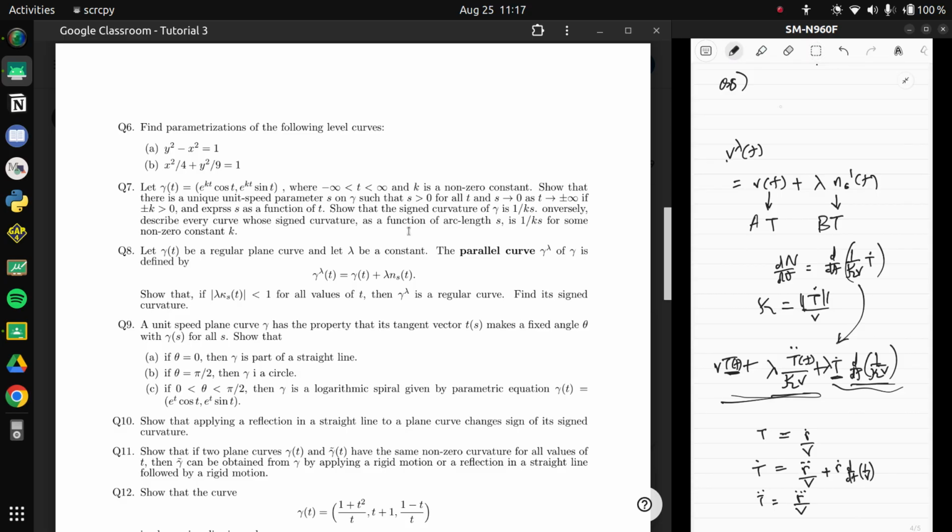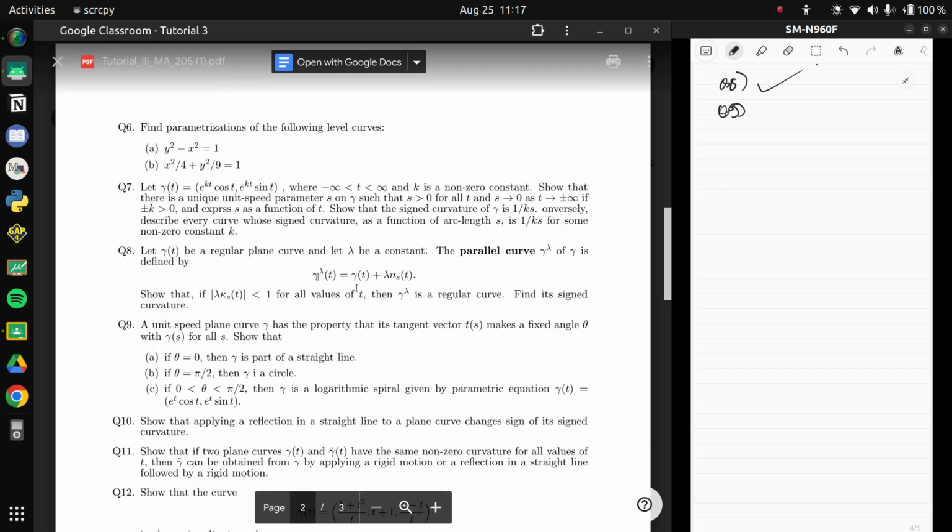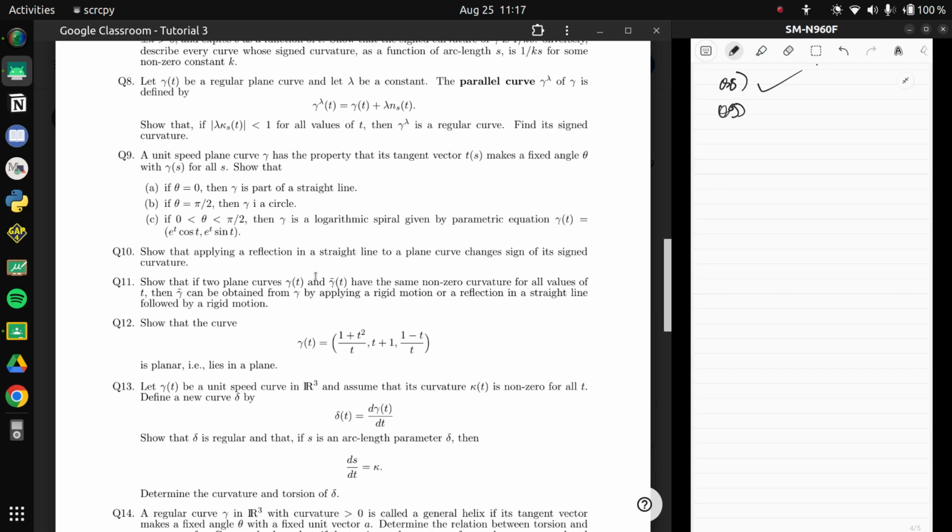So I did show that, and I am going to move on now. Question number 9. I mean, just calculate this for God's sake, and then just find the curvature itself, right? So not a big deal. A unit speed plane curve has a property that its tangent makes a fixed angle theta with gamma s for all s. Okay.